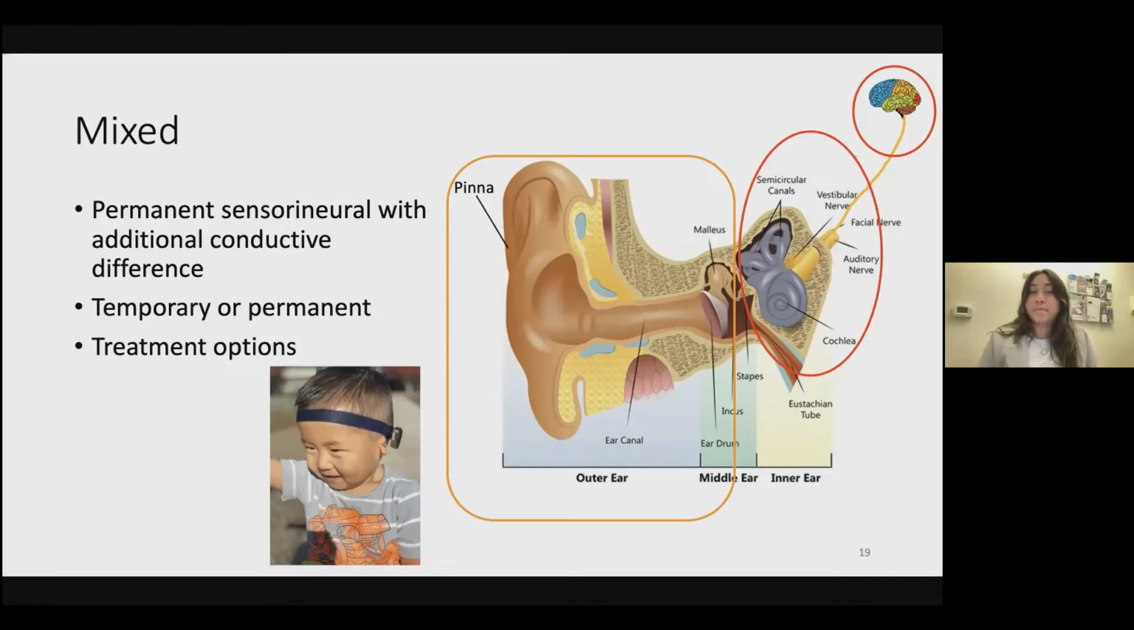An example of a permanent type of mixed difference would be if a child has an outer ear difference, like this kiddo here. He has a very small outer ear without an opening to the ear canal. So he has that blockage due to the difference in his outer ear, but then he may also have some difference in his inner ear, which is adding to the level of hearing difference.